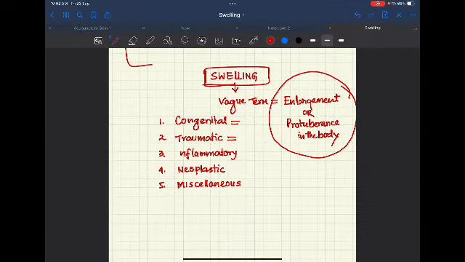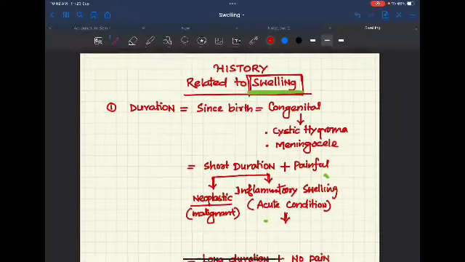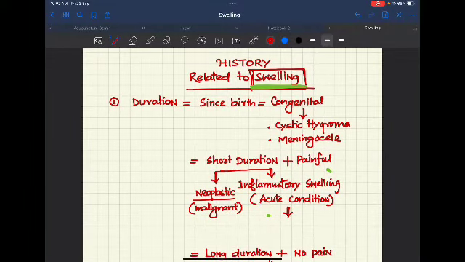Now, let me talk about this swelling. It can be congenital, it can be traumatic, inflammatory, neoplastic, or miscellaneous. Remember, unless and until we take a proper history, we will be unable to diagnose this condition. So, to come to a conclusion, we need to take a proper history for the swelling. So, in this video, let us take a proper history for the swelling, right?